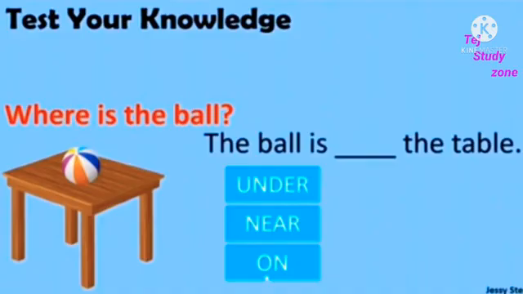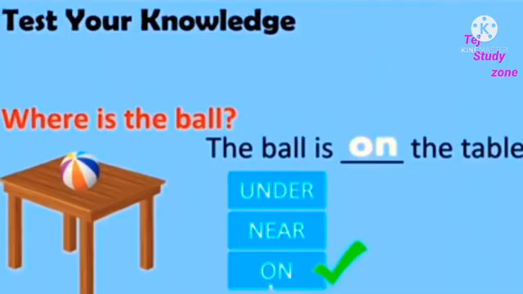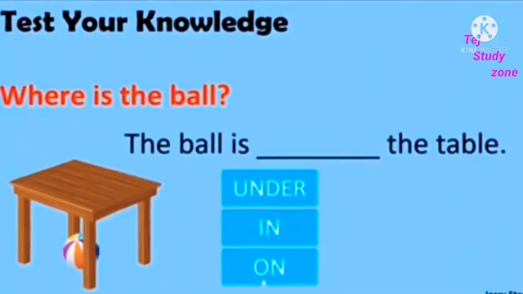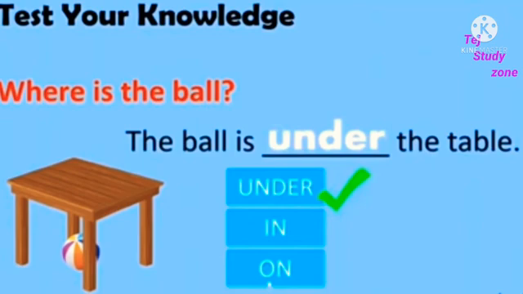Next question, where is the ball? The options are under, near and on. The correct answer is on. The ball is on the table. Next question, where is the ball? The ball is dash the table. Under, in, on. The correct answer is under. The ball is under the table.